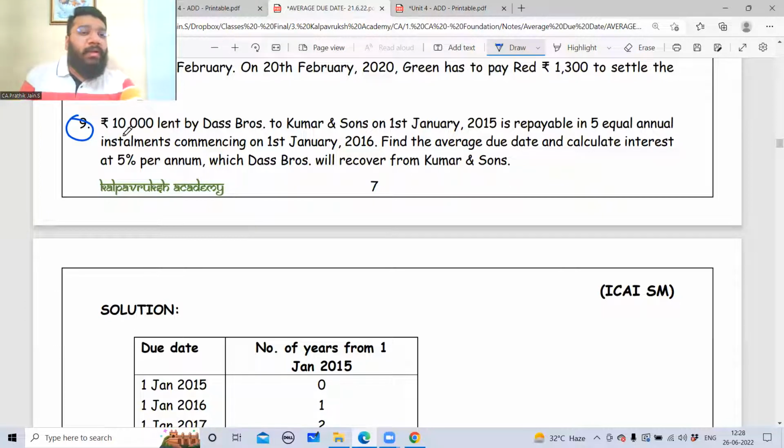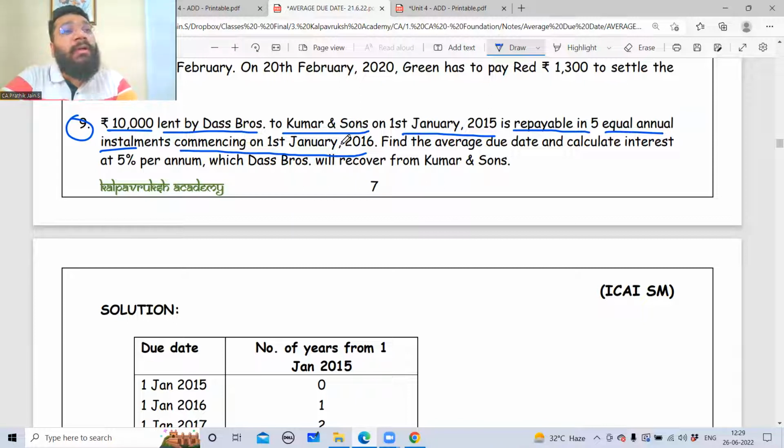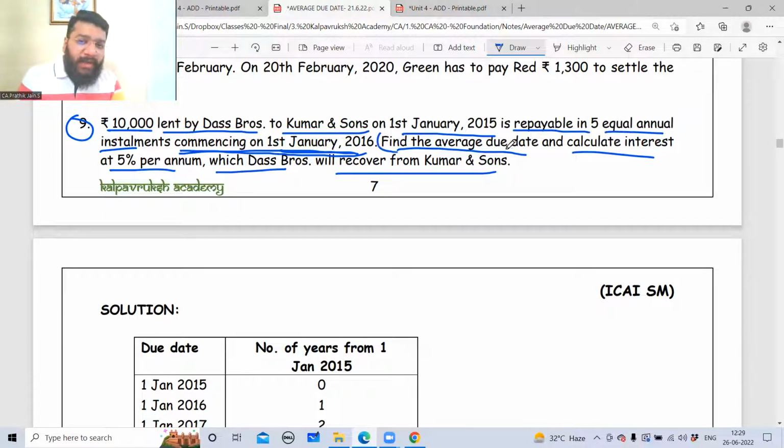Now, guys, rupees 10,000 lent by Das Bros to Kumar and Sons on 1st Jan 2015. So the lending is happening on 1st Jan 2015, which is repayable in 5 equal annual installments commencing from 1st Jan 2016. So this 10,000 is supposed to be repaid in 5 equal annual installments. So 10,000 divided by 5 means 2,000 you have to pay. The repayment begins from 1st Jan 2016. Find the average due date and calculate the interest at 5% per annum, which Das Bros will recover from Kumar and Sons. Forget this part.